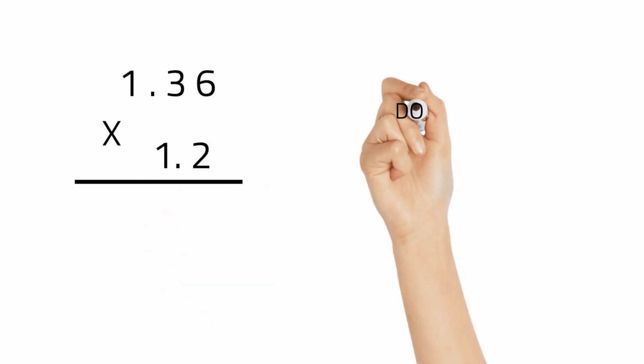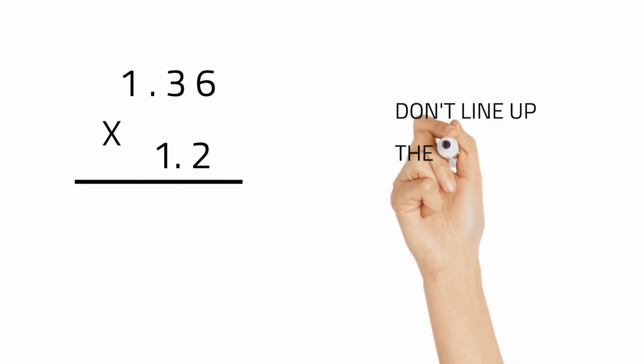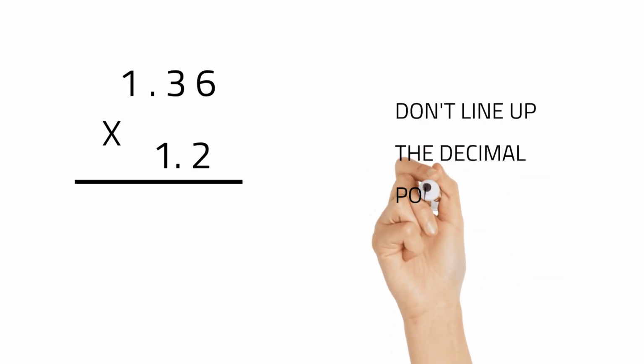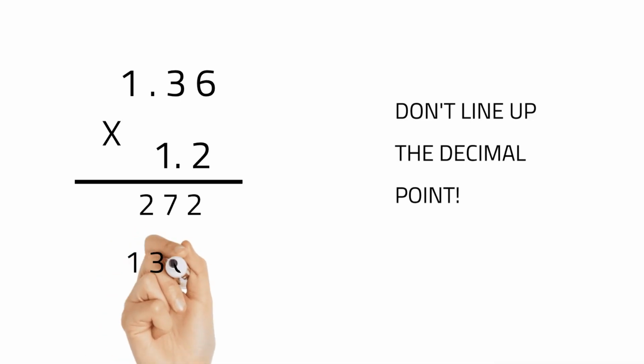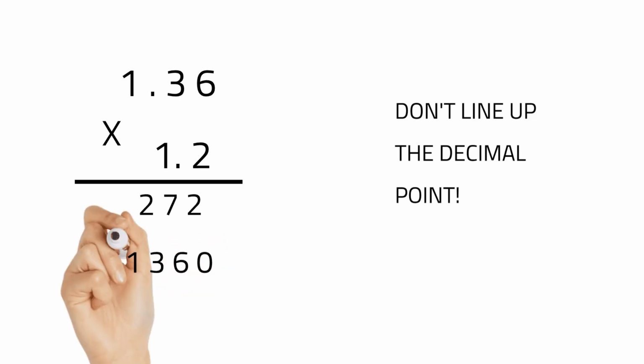1 times 6 is 6. Then 1 times 3 is 3. Then 1 times 1 is 1. Then we add those two numbers, which equals 1632. Then we add the decimal point.